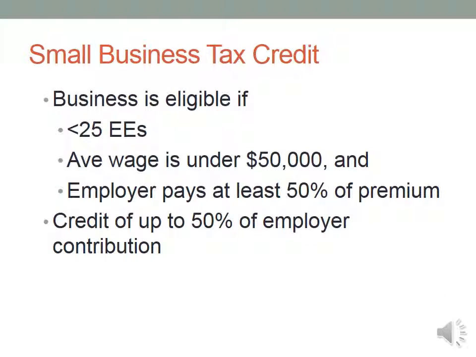There is a small business tax credit. If the business has less than 25 employees and the average wage for their employees is under $50,000, then they are a low-wage small business. And if the employer offers coverage and pays at least half of the premium cost for their employees, under all of those conditions, the employer can get a credit back of up to 50% of the employer contribution.